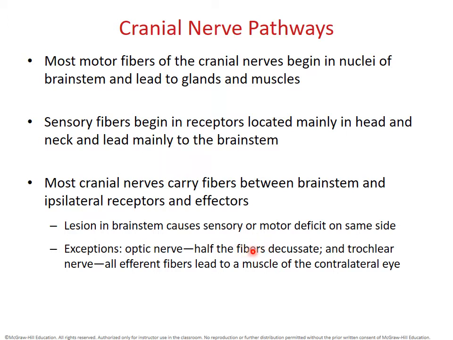The other nerve where we get crossing over or decussation is the trochlear nerve. This is primarily a motor nerve sending messages out to a muscle, and they tend to cross over to the contralateral side, meaning the opposite side.